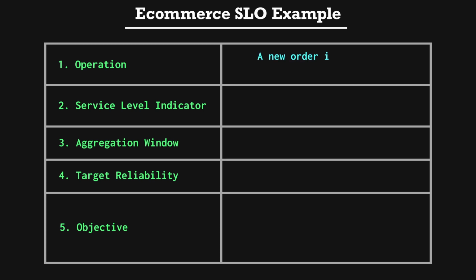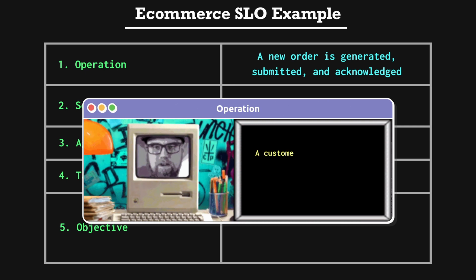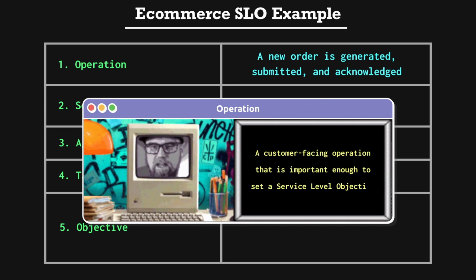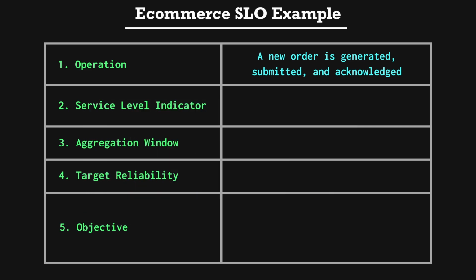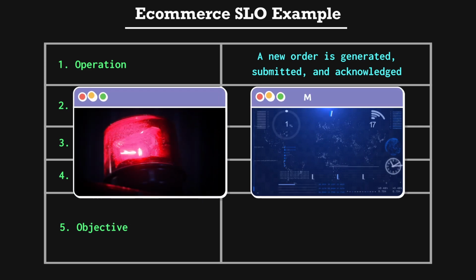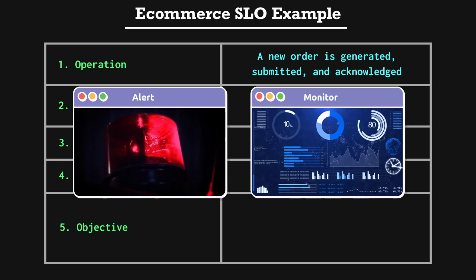Operation. A new order is generated, submitted, and acknowledged. This is a customer-facing operation that we collaboratively decide is important enough to set a service level objective for. We only want to focus on operations in our system that are important to our users, which is what separates SLOs from other types of operational visibility like alerting and monitoring.